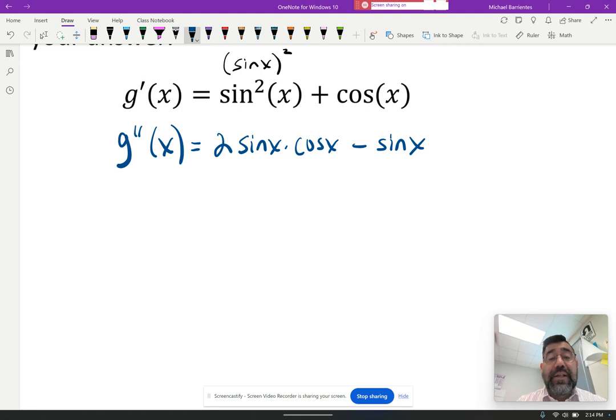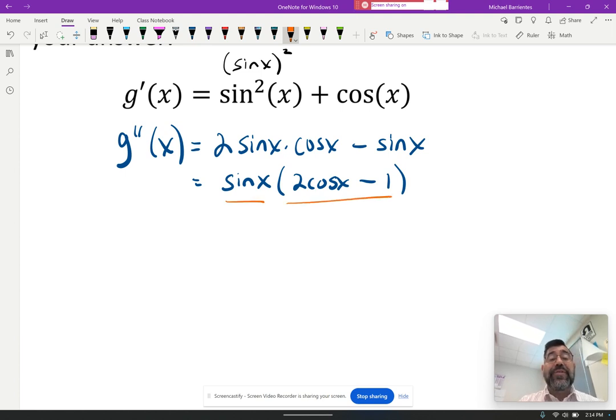Now, it's looking a little complicated here, so I notice that both of these terms have a sine x in common, so I'm going to factor out a sine x, and I'm left with this. Great, that works out because now I have a multiplying situation here. I have two factors that I'm multiplying.